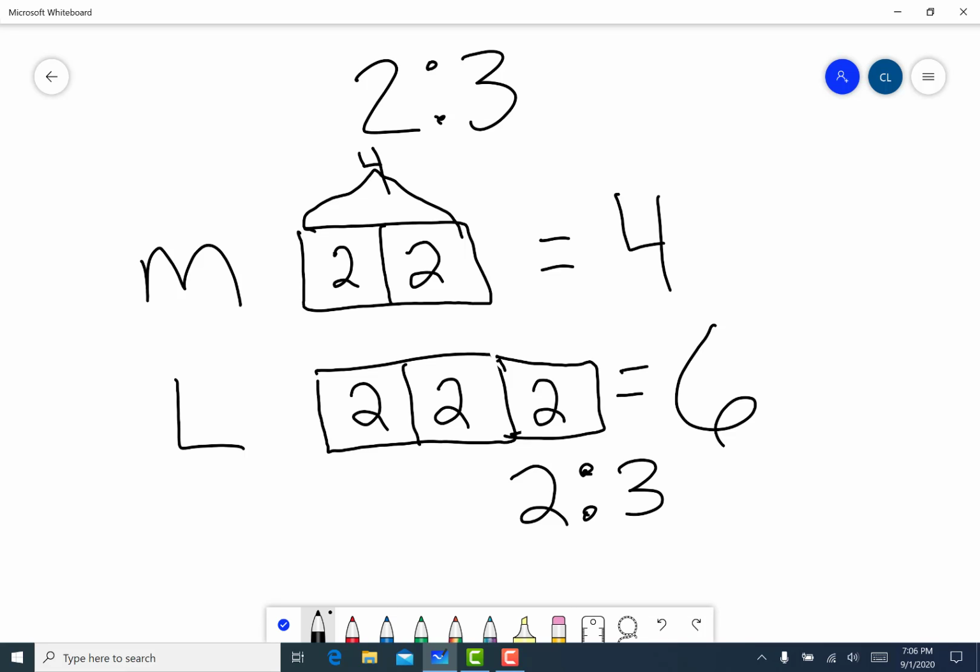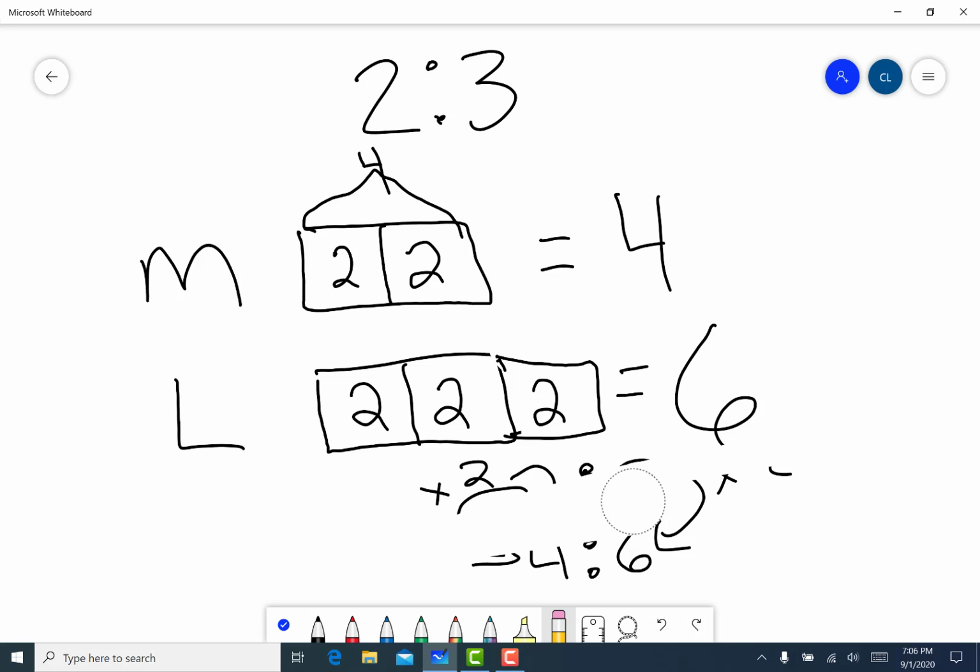All right, think about how we figured out if they were equivalent before. And I want you guys to talk to your partners or to your groups and determine if 4 to 6 is an equivalent ratio to 2 to 3. All right, so yes it is, because obviously you guys can see that all you do is multiply each side by 2. 2 times 2 is 4, 3 times 2 is 6. So those are equivalent ratios.